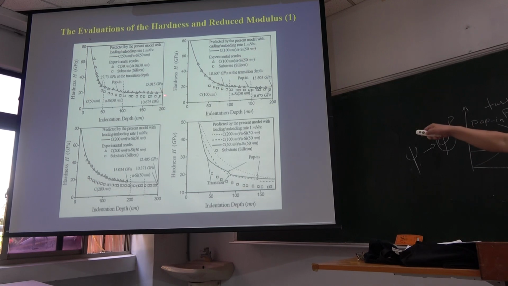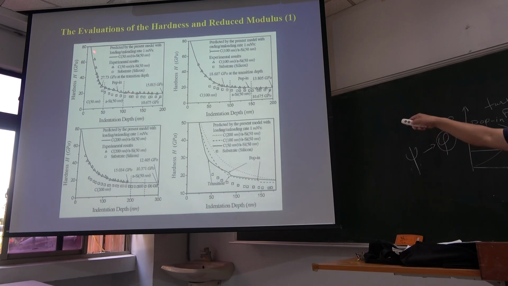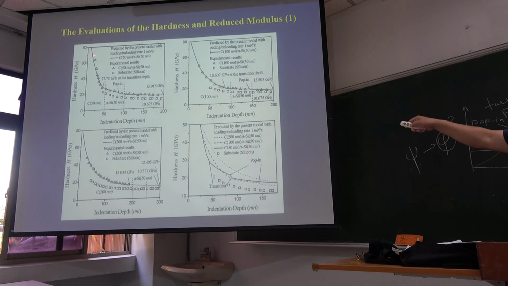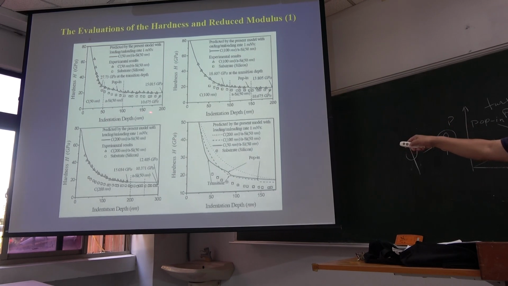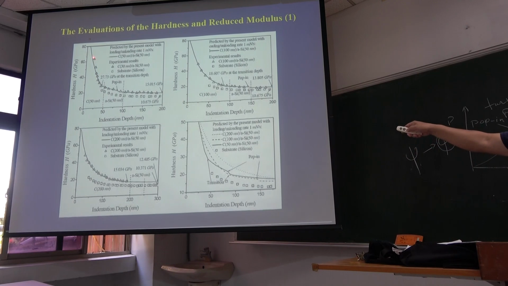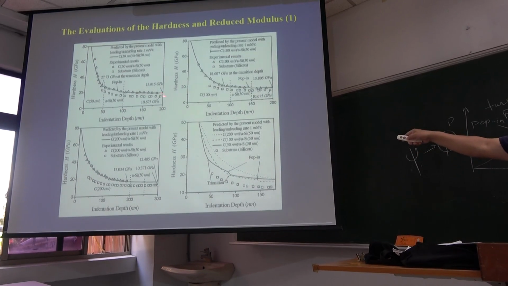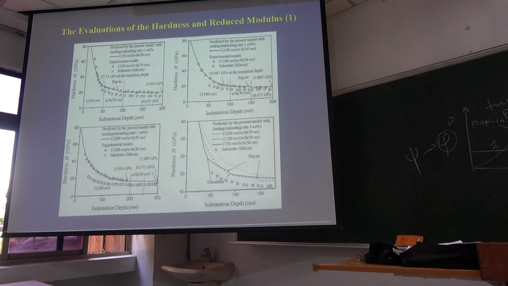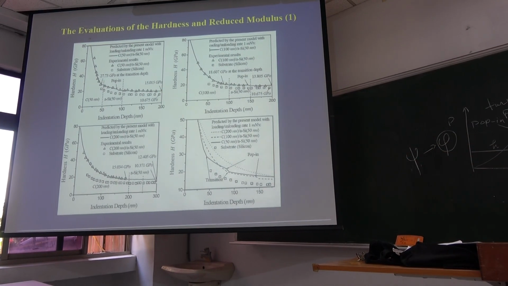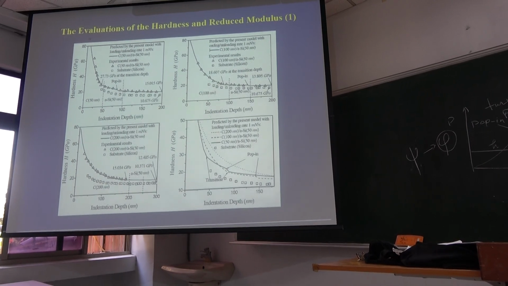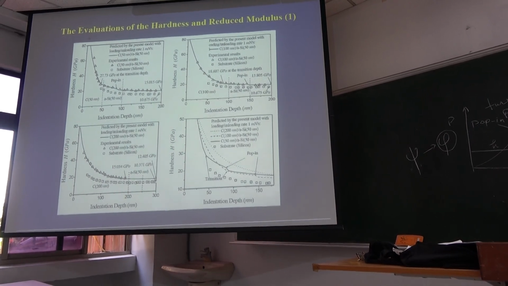You will find that here the data no longer is a constant value. Your indentation depth will show your data going from high indentation depth to relatively low hardness. Your hardness is no longer a constant value. All right, so this is very important.